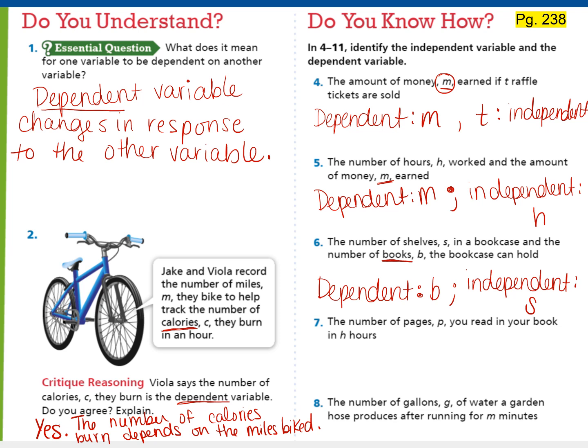Number 7, the number of pages P you read in your book in H hours. Which one of these is going to have the biggest change? Your number of hours or the number of pages that you're going to be reading? Hopefully you said the number of pages. So your dependent variable, the changing variable, is the variable P because it depends on how many hours you're reading your book to know how many pages you've read. So the independent variable would be H, hours.